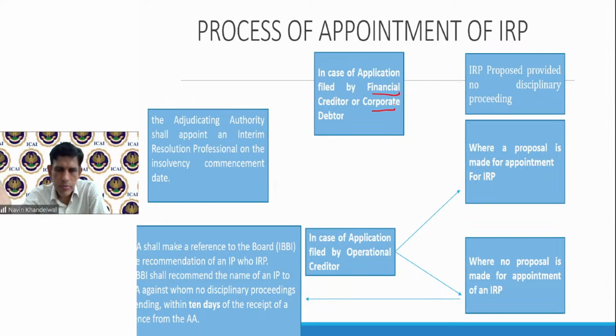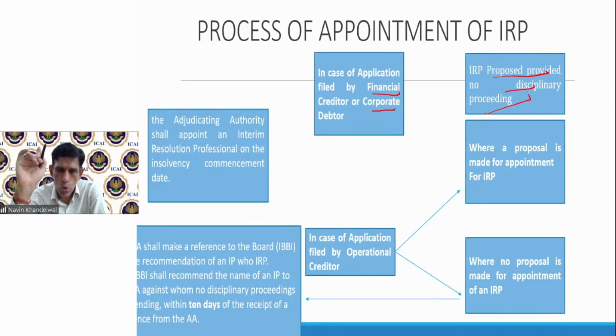And the NCLT will select a name from that panel. NCLT will select the name from the panel instead of writing to the board and getting a reply from the board. So they will select the name from the panel and propose the name. The only condition is no disciplinary proceedings are pending against that IRP.